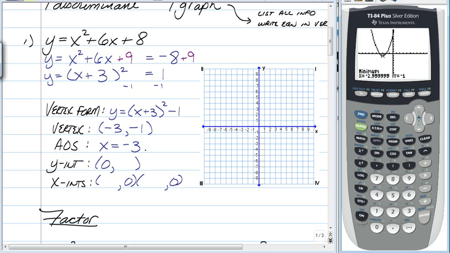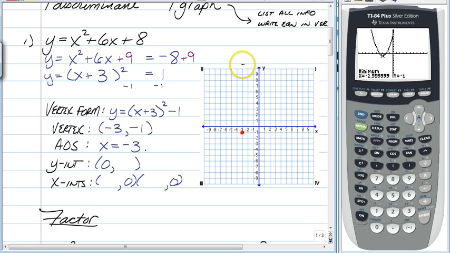Now, why did I do that when I already have it? To double check to make sure that I have the same vertex. Now, if you have a different vertex than what the calculator gave you, that's telling you that your vertex form is incorrect as well, or you just forgot to take the inside and make it negative. So make sure you double check with your calculator. So now we know for certainty that our vertex is negative 3, negative 1. So we're going to put our vertex there.